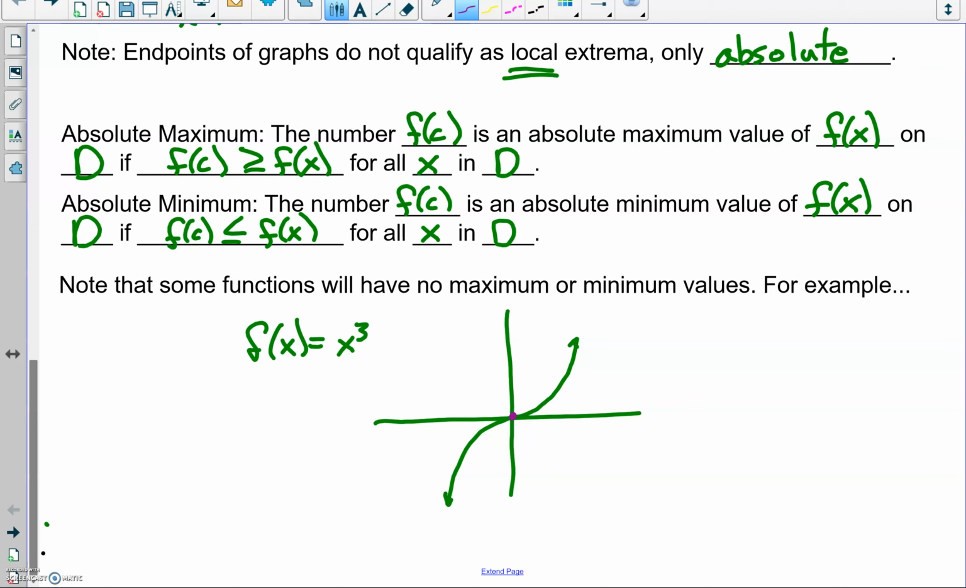The definitions of the local max and min do not allow for one side to be smaller, one side to be bigger. Both sides have to either be bigger or both sides have to be smaller in order to give you that peak or valley that you would see with the locals. So this is just one example that has no max or min. There are others out there, but that's kind of what you would see in that situation. No peaks, no valleys, and typically the endpoints keep going up to the infinities, or maybe down to the infinities.